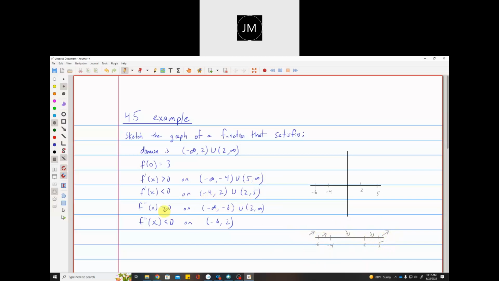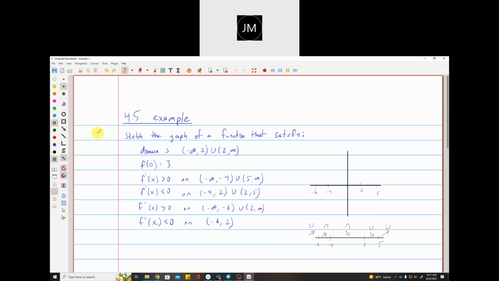For the concavity, f double prime being positive means it's concave up. So that goes concave up from -infinity to -6, and then from 2 to infinity. So that means 2 to 5 and 5 to infinity. And then it's concave down on -6 to 2, so on both of these intervals.